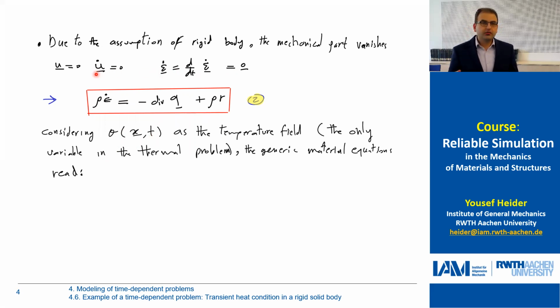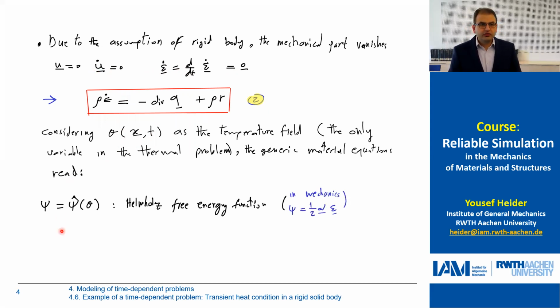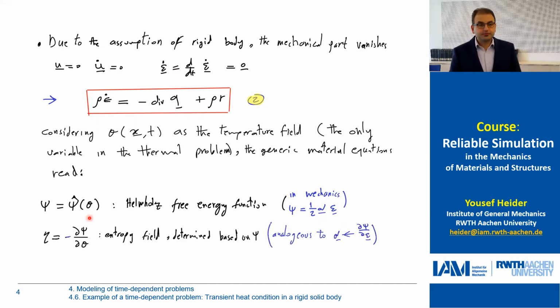So depending on the material, we have to specify our constitutive models. Namely, we need to specify first the energy function, the Helmholtz free energy function, which is a function of the temperature. You remember this is comparable with the free energy for the mechanical process, which was psi equals half multiplied by sigma multiplied by epsilon. Here we would need to specify another kind of energy function. And then we have the entropy field, which is the derivative of the energy with respect to the temperature, with a minus sign here.